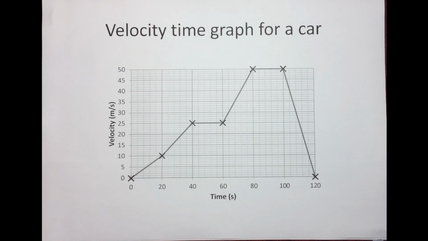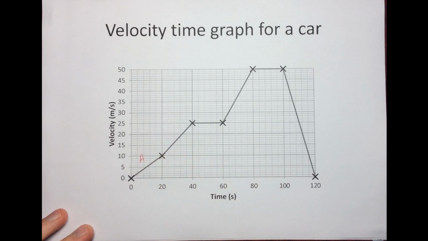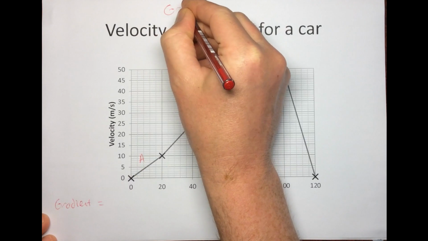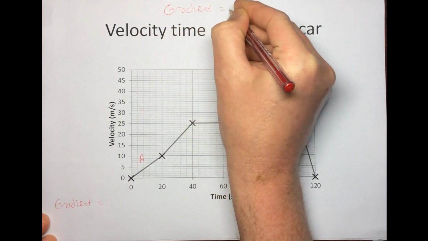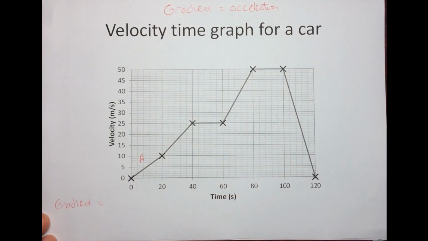Okay, so in this video we're going to talk about the gradient of velocity time graphs. We're going to look at section A of this graph to begin with. If you remember, in a previous video we said that the gradient of a velocity time graph is equal to acceleration. The gradient is equal to the acceleration of the object in this graph.